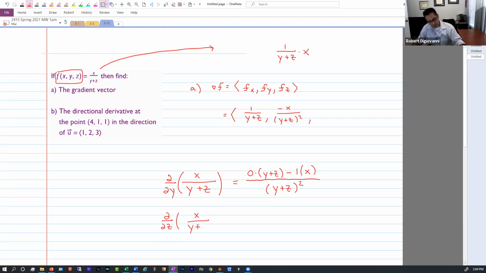I have to do pretty much the same thing I just did. It's the derivative of the top with respect to z, which is 0, times the bottom, minus the derivative of the bottom with respect to z, which is 1, times the top, all over the bottom squared. So you get the same thing, negative x over y plus z squared. That's your gradient vector.